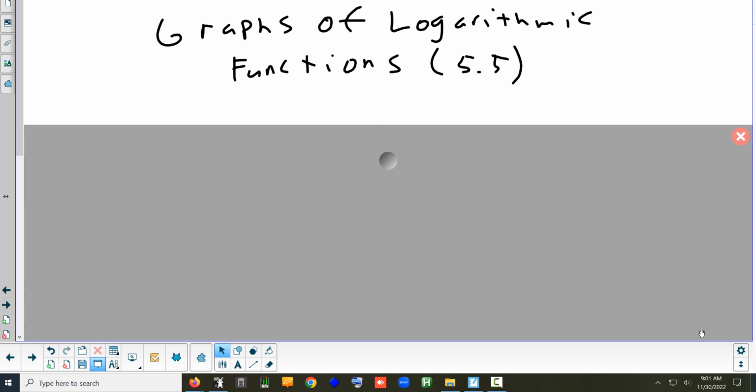Okay, so last section we're going to take a look at is 5.5. And 5.5 is still on logarithms, but we're going to look at a few different things now. We didn't really spend any time graphing, so we're going to talk about how you graph a log function and how you do it on the calculator and how you can do it on paper. Okay, so we'll look at both.